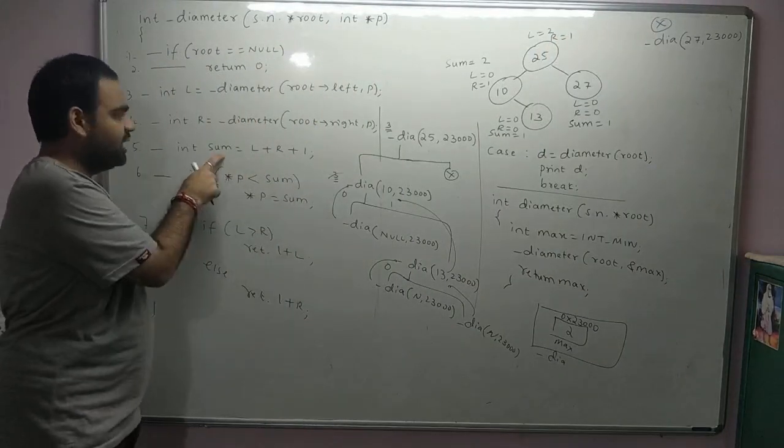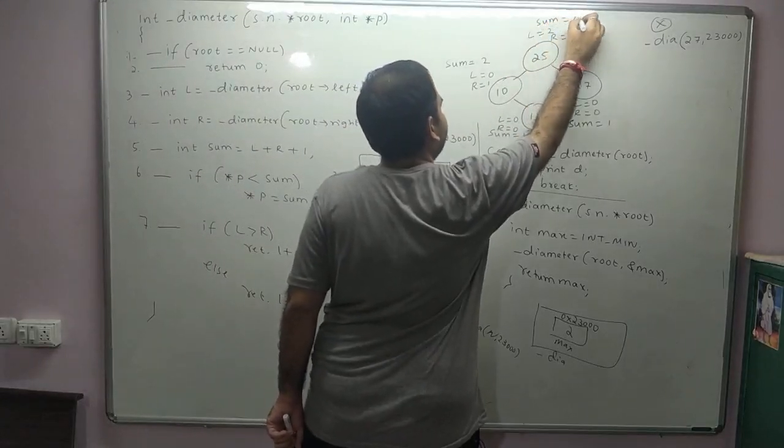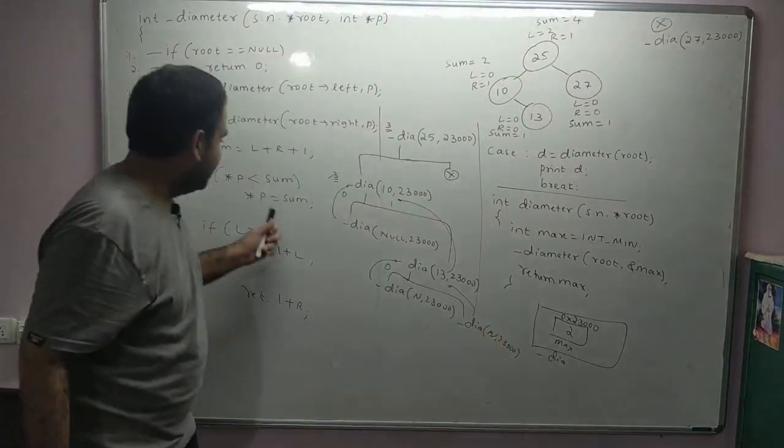Now this R is done. Now you compute the sum with respect to 25. 2 plus 1 plus 1, which is equal to 4. Now star P is nothing but 2. Is 2 less than 4?